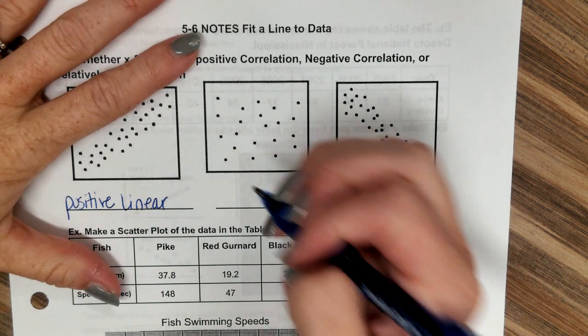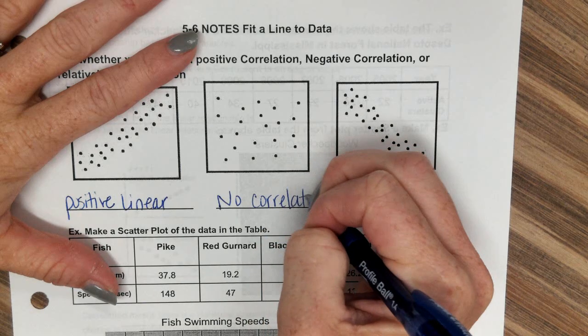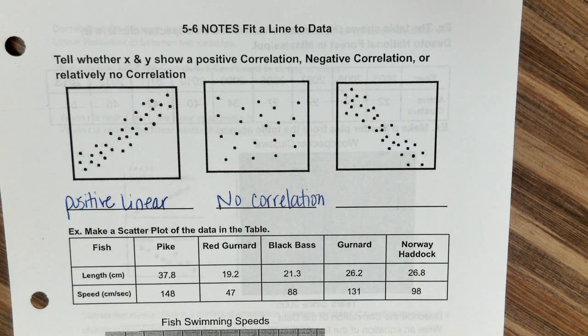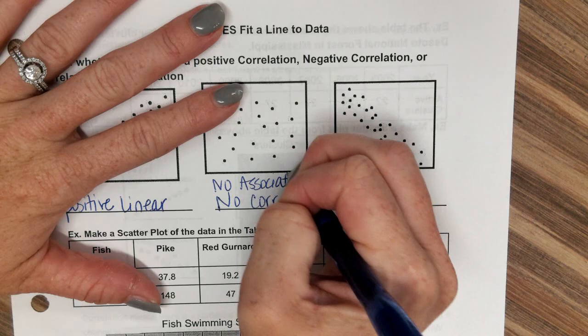So this is called no correlation. You also might see it written as no association. So no association. It will be either way.